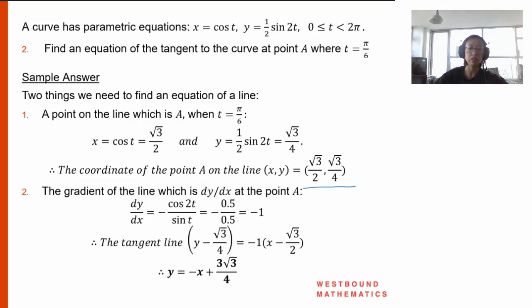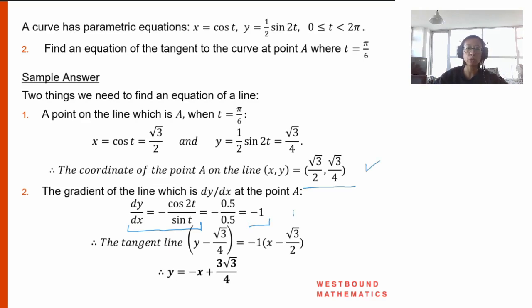And the second thing we need is the gradient of the line. So remember, the first derivative is equal to the gradient of the tangent line at that given point. We found out that dy/dx is equal to this formula here. We just need to evaluate it at A in order to find the gradient of the tangent line at the point A. We know that when we're at the point A, t is equal to pi over 6, given to us by the question. So again, we plug in t equals pi over 6 into my dy/dx, and that will give you that my first derivative, or my gradient, is equal to minus 1.